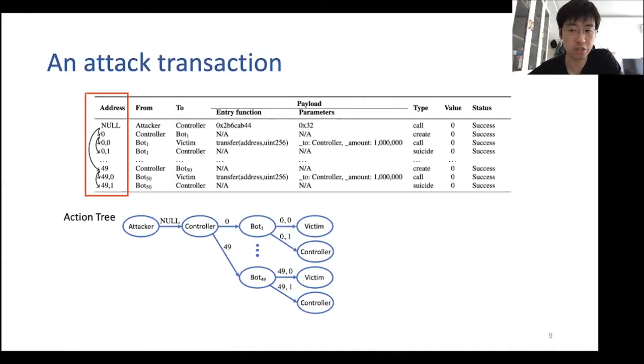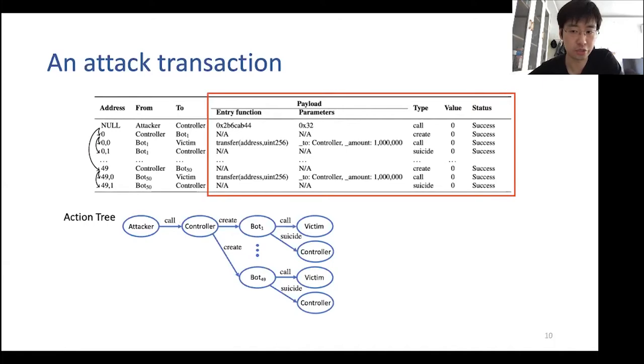We first construct the action tree based on the addresses of each trace. The address shows the invocation order of the traces. Then we annotate the action tree with detailed information such as the function they call, the parameters they use, and their type. There are three types of traces: the call type, which calls a function; the create type, which creates a contract; and the suicide type, which destructs the contract and transfers all the remaining ether in it to the destination.